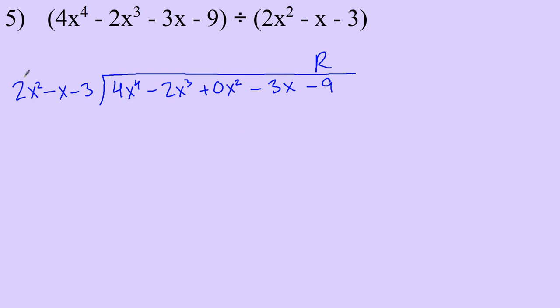So let's multiply. 2x squared times what? Well, times another 2x squared. 2 times 2 is 4. X squared times x squared, right? We want those to match.